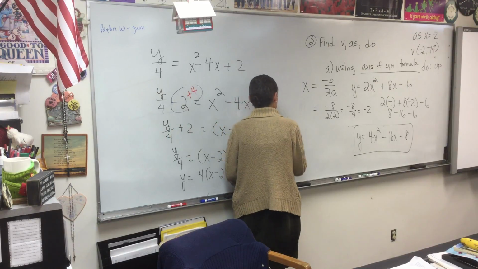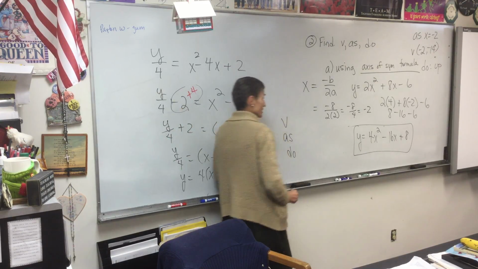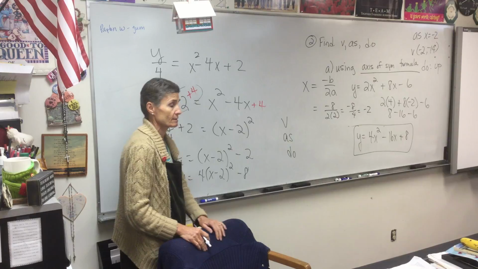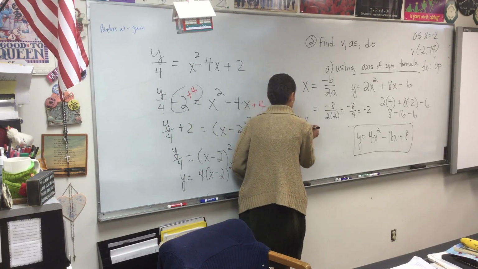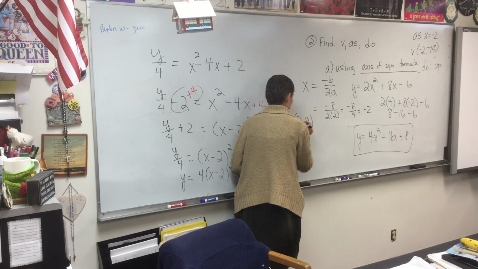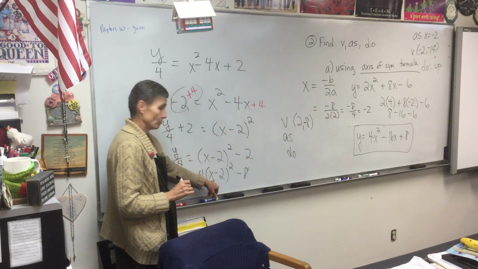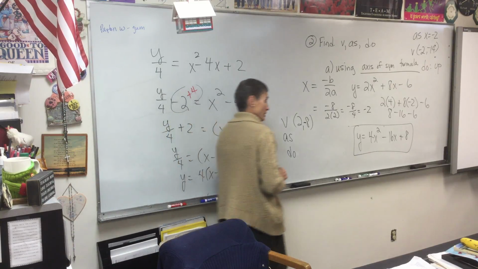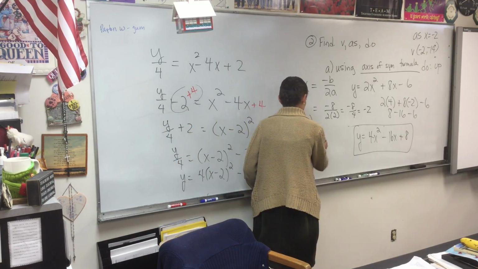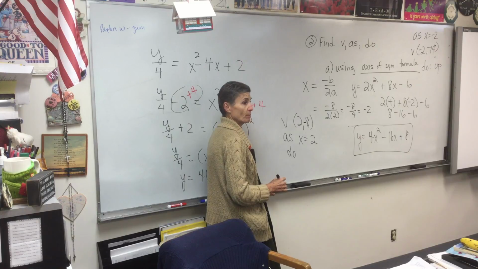You're not done. Vertex, axis of symmetry, direction of opening. What's my vertex? 2, -8. Right 2, down 8. What's my axis of symmetry? And what's my direction of opening?